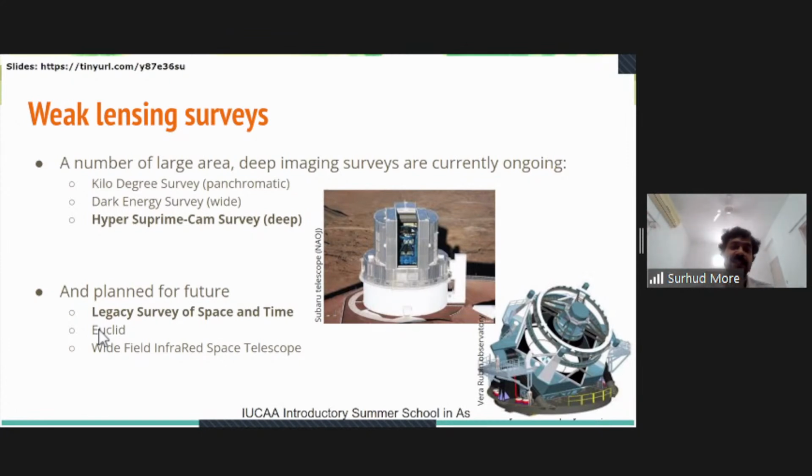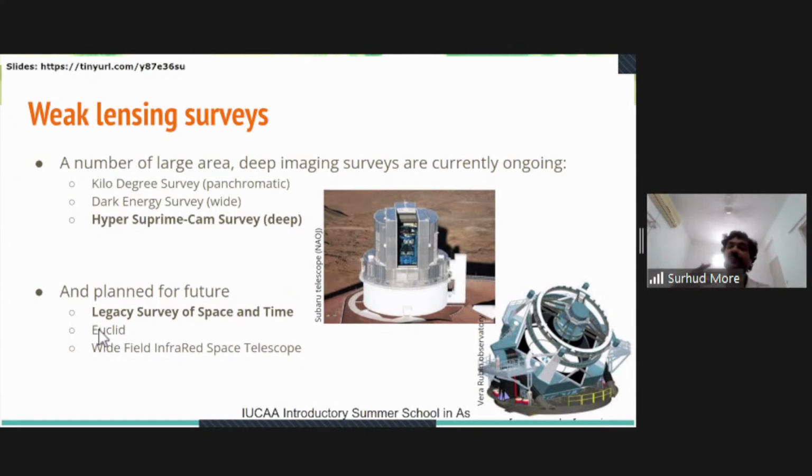Right? Then there is the Dark Energy Survey, which goes shallow but wide, and it goes out to roughly 5,000 square degrees. It covers it in only a few bands, but it is deeper than the Kilo-Degree Survey. And then finally, there's the Hyper Suprime-Cam Survey, which I work on. It is the deepest among these three surveys. So it goes quite deep, but to compensate, it only covers a small area.